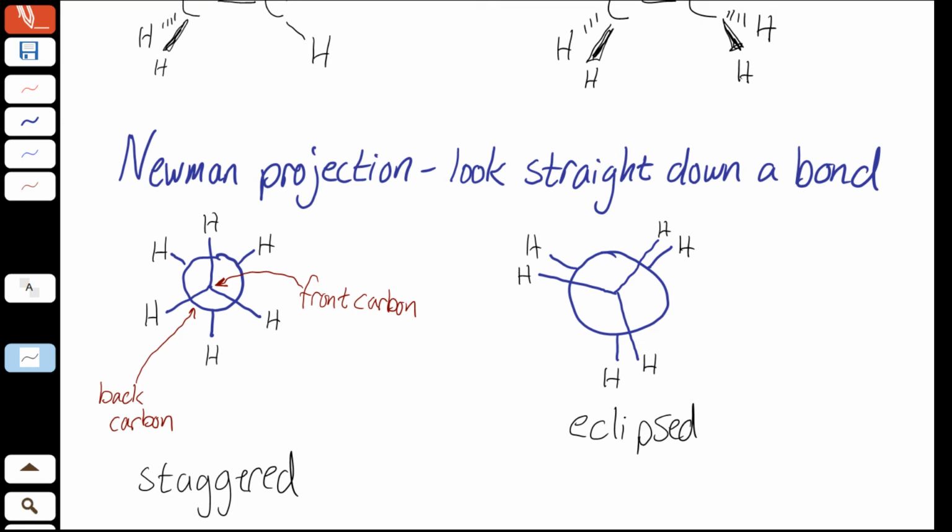So there are various ways we can do this. There isn't just a Newman projection. We have to be really specific about how we're looking at it. What type of projection are we looking at? So let's look specifically at butane down the 2 to 3 bond.